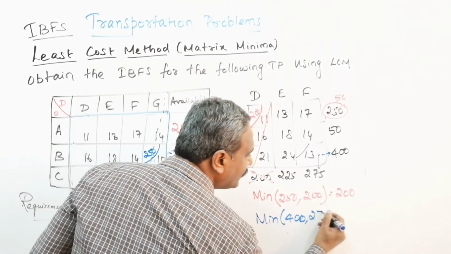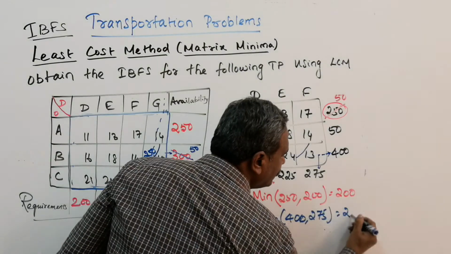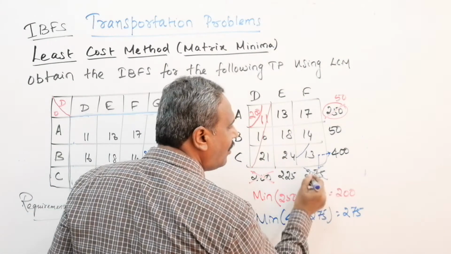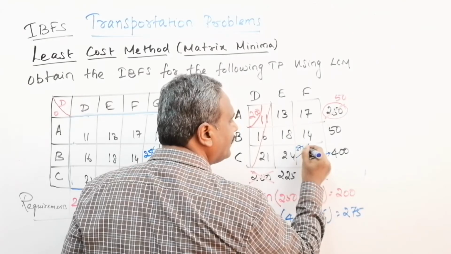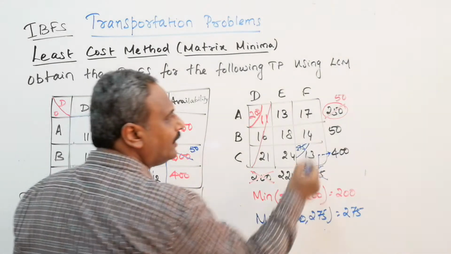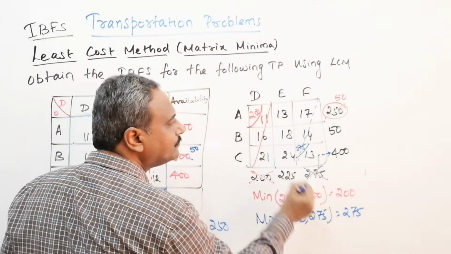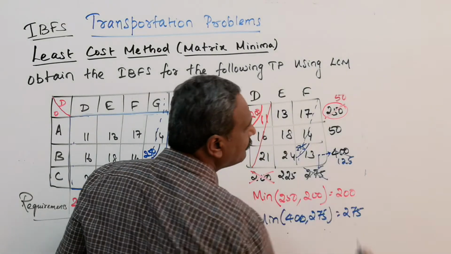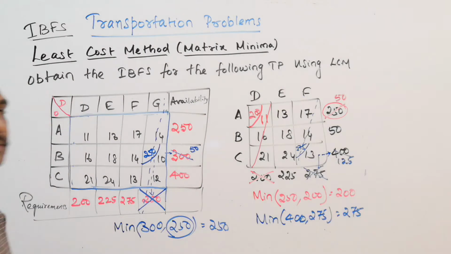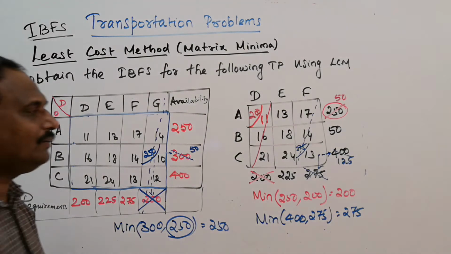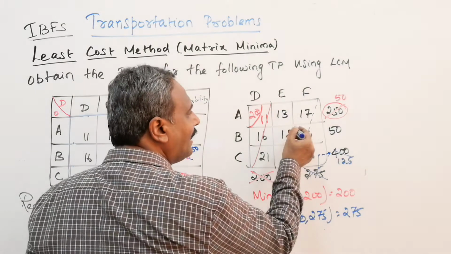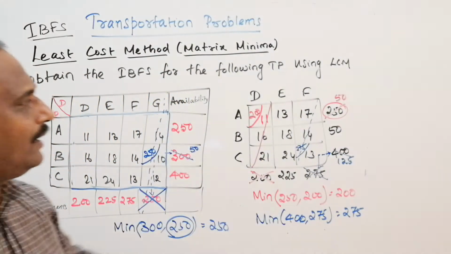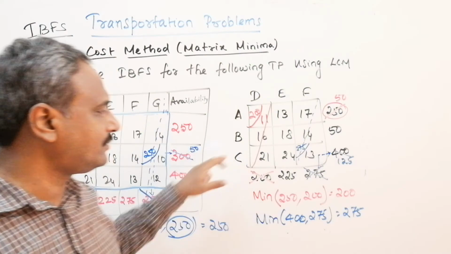This is 400 and 275, so I am going to allot all the 275. Here this will get cancelled, and I will have the balance of 125. Now we have only one column left. All the other values are finished, and all the allocations are filled.